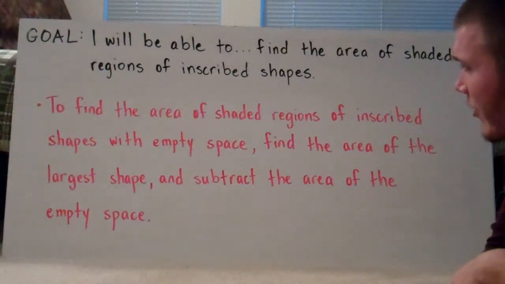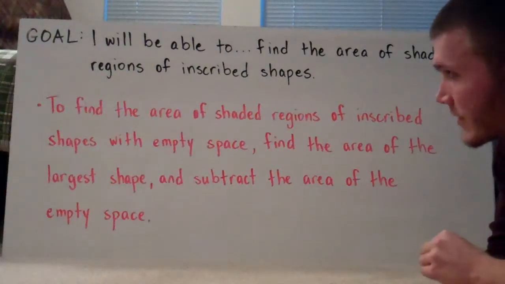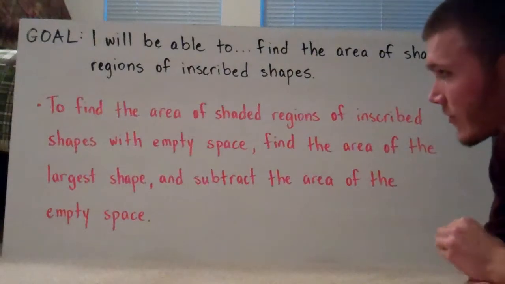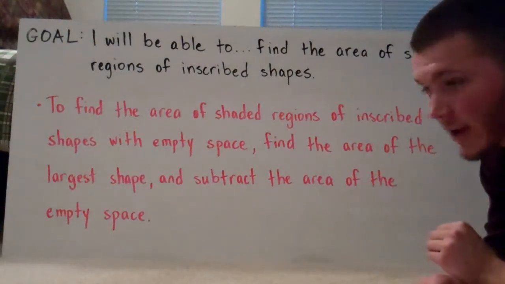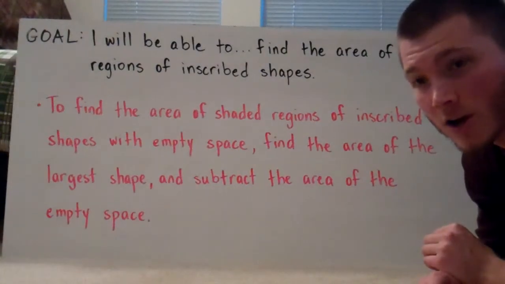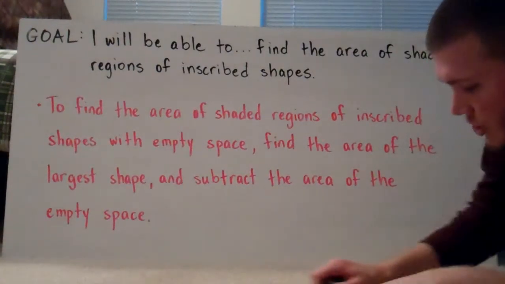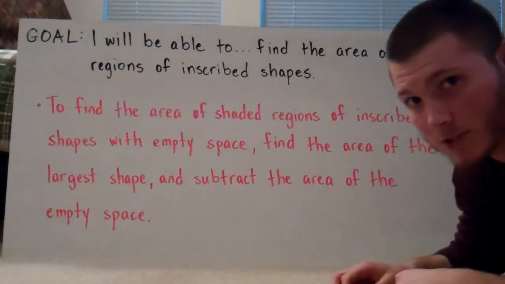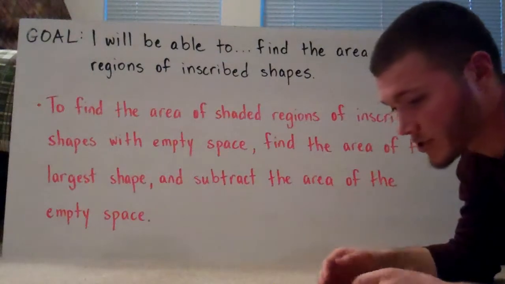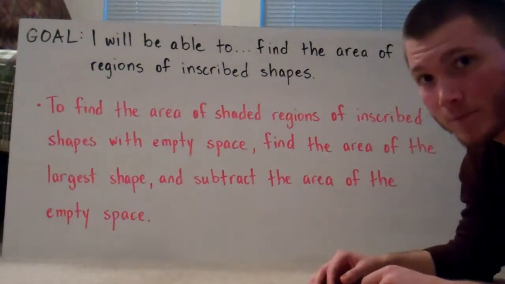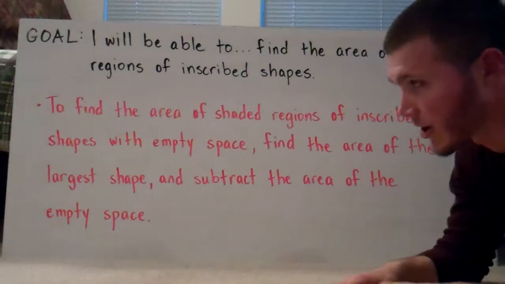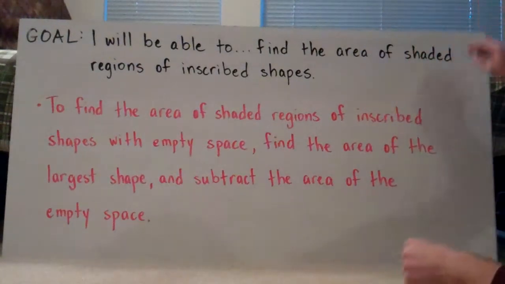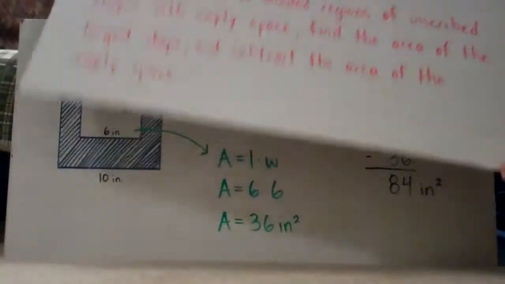To find the area of the shaded regions of inscribed shapes with empty space, you want to find the area of the largest shape and subtract the area of the empty space. It doesn't matter what that largest shape is, or if it is mostly empty space. Whatever the largest shape is, you find the area of that shape first, then you subtract the area of the empty space within that largest shape. So this is what that looks like.